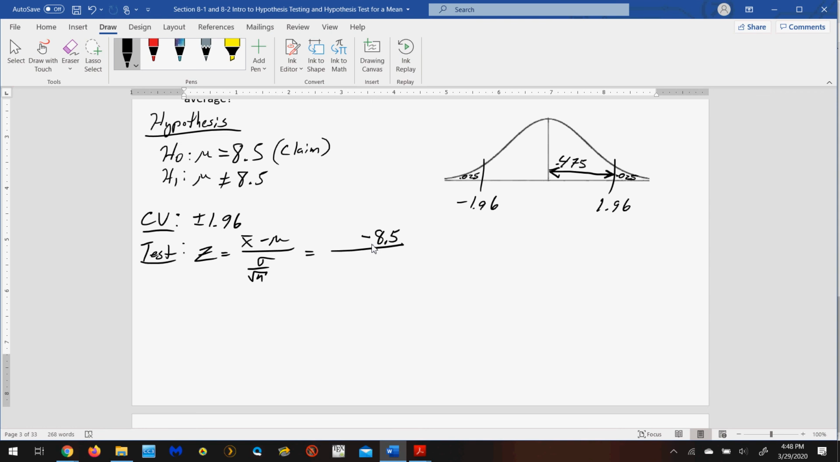Now you'll have to reread to figure out what you would have for a sample mean. The sample mean it mentioned was 9.6. The population standard deviation was 3.2, and this situation happened to look at 40 people. Punch all of this into your calculator all at once, and you will get a test z-score equaling 2.17. Now take this and put it on your picture. 2.17 somewhere over off to the right.